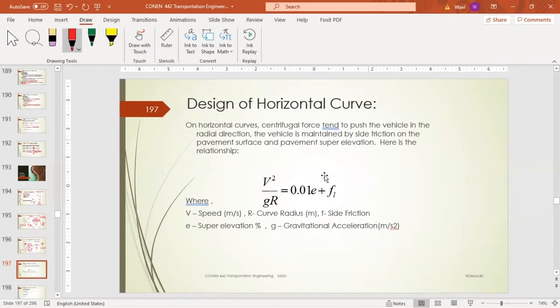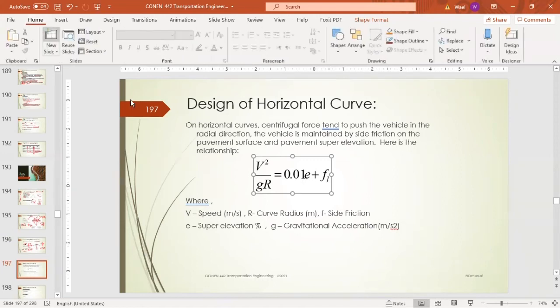So what is the design formula for the horizontal curve? It's basically V squared over g times (R) equals 0.01 e plus fL, and fL is the lateral friction, as we mentioned before in the beginning of the course, for the criteria or the turning characteristics of vehicles. And I'm going to explain to you where this formula came from.